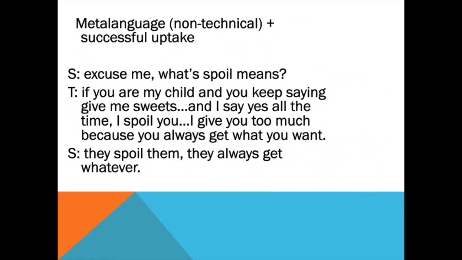These Focus on Form episodes were then analyzed for technical and non-technical metalanguage content. The technical meaning items were likely found in grammar or linguistic texts, and the non-technical would be more commonly used terms.